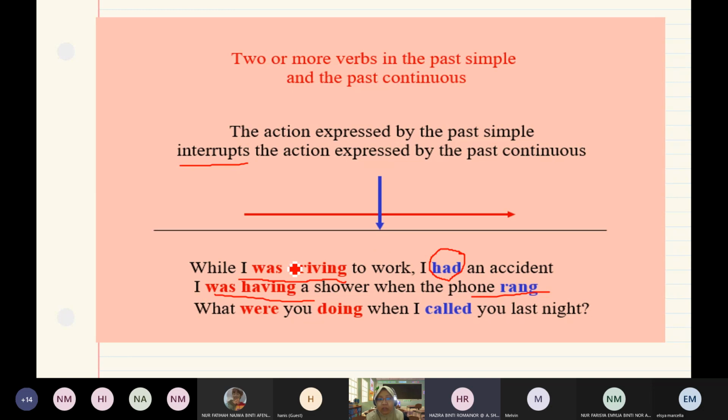Next one, what were you doing when I called you last night? Okay, dia tanya apa yang awak tengah buat masa dia called last night. So the second one, you have to change into past tense only. Dia tak berlaku serentak. Dia interrupt, mengganggu the first action. Alright, next one.